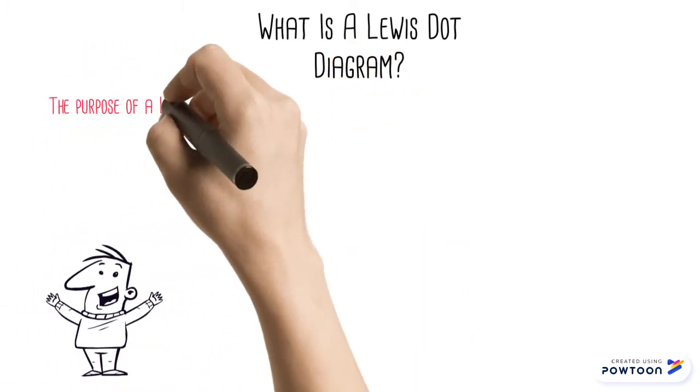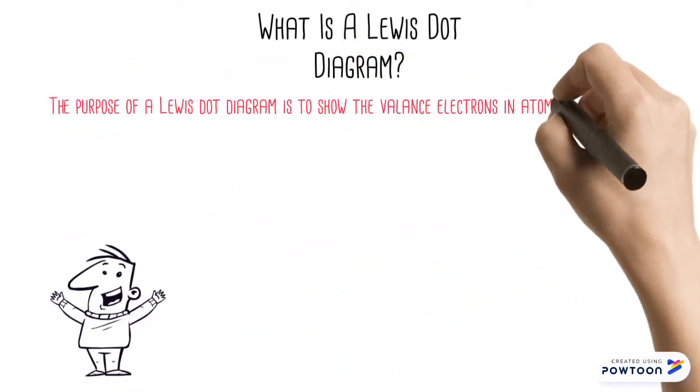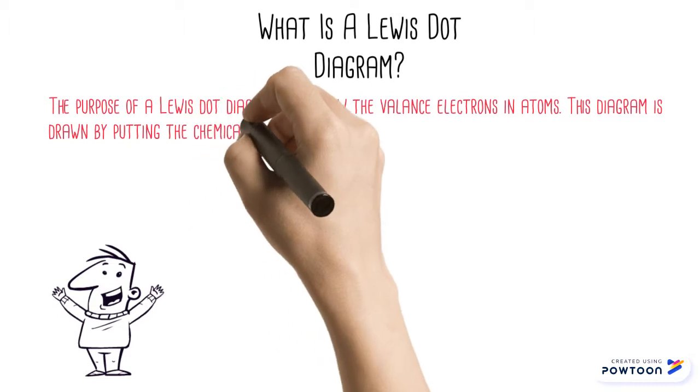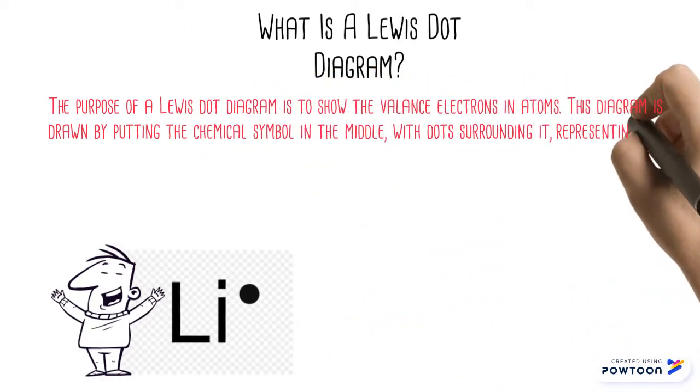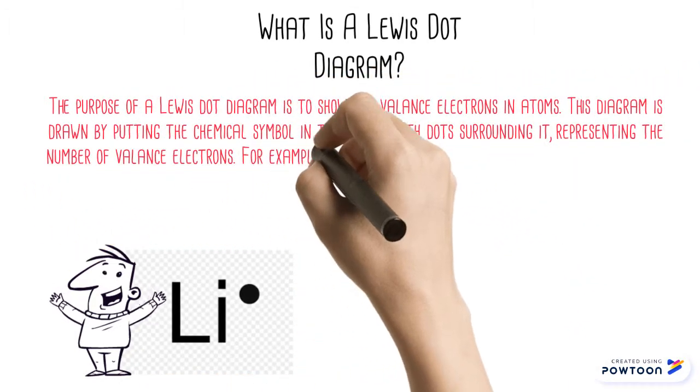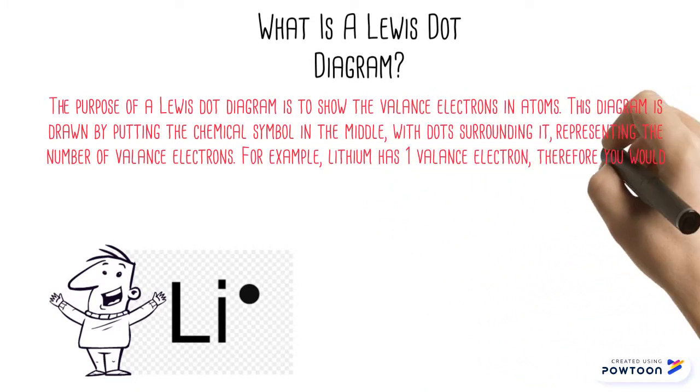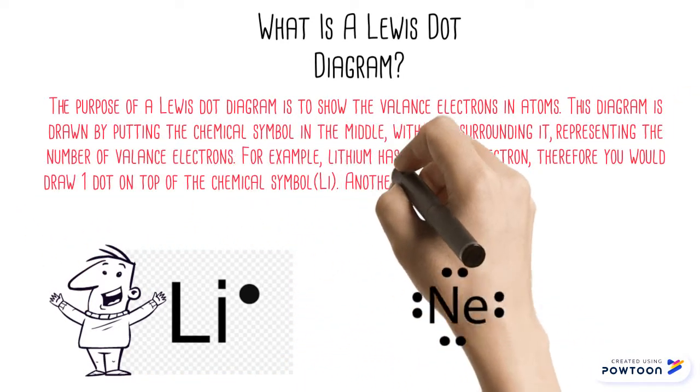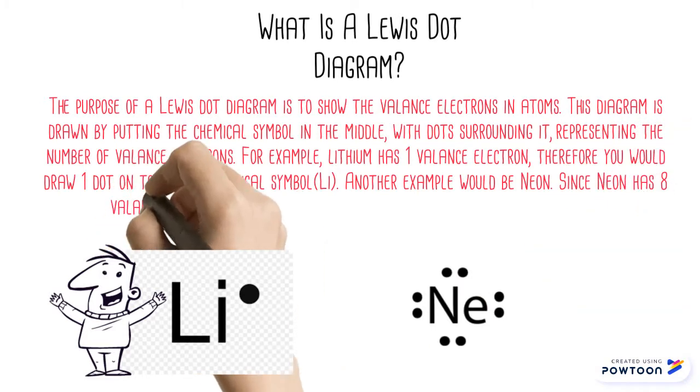What is a Lewis dot diagram? The purpose of a Lewis dot diagram is to show the valence electrons in atoms. The diagram is drawn by putting the chemical symbol in the middle with dots surrounding it, representing the number of valence electrons. For example, lithium has one valence electron, therefore you would draw one dot on top of the chemical symbol Li.